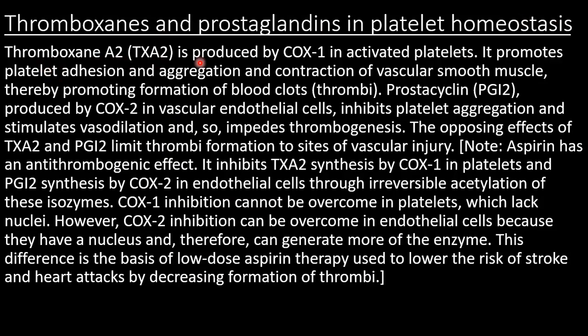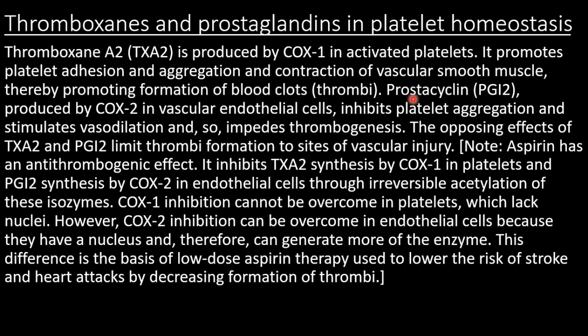Now, thromboxane A2 is produced by COX-1 in activated platelets. And thromboxane A2 will promote platelet adhesion and aggregation and contraction of vascular smooth muscles. And this will promote formation of blood clots, the thrombi. Let me not say blood clots and thrombi are the same thing. A clot forms at the site of injury, whereas a thrombus forms in uninjured vessels, a vessel which is not injured. A thrombus is pathologic, but a clot is not pathologic.